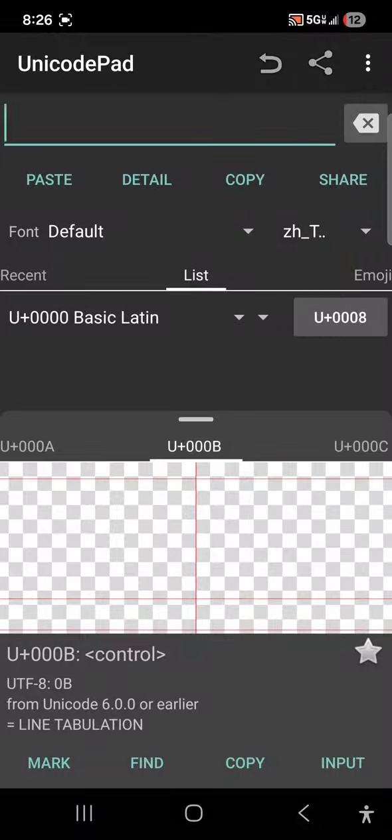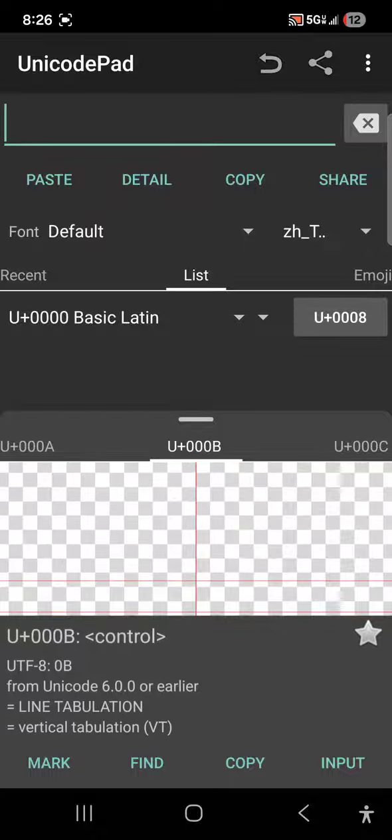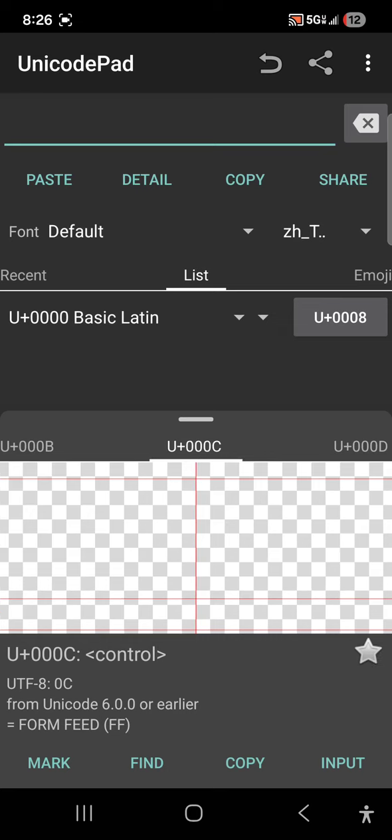This is line tabulation. It tabulates a line. It's also called VT, which is short for vertical tabulation. This is form feed, shortened as FF. It is also used in finance calculators, normally shown at a plant workplace for special reasons.